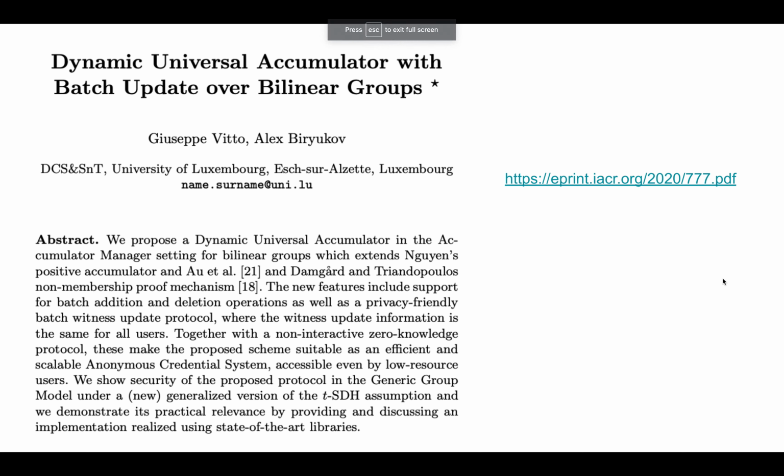Okay, let's get started. I will present the new cryptographic accumulator that I recently became interested in, which is published on ePrint, called the Dynamic Universal Accumulator with Batch Update over bilinear groups. This paper is authored by Joseph and Alex. We usually call it the VB20 cryptographic accumulator.